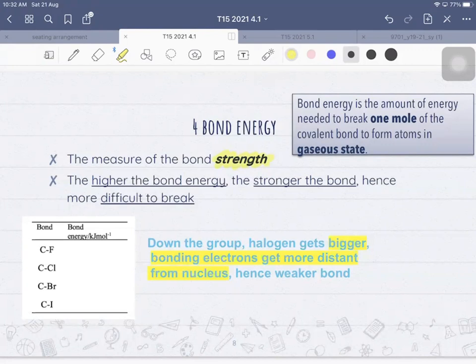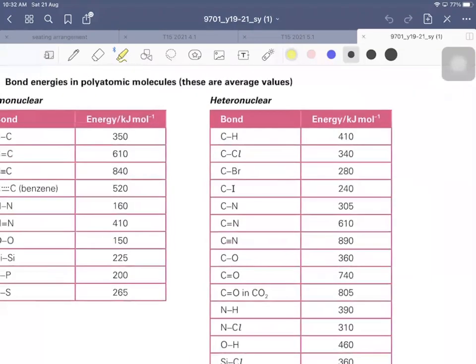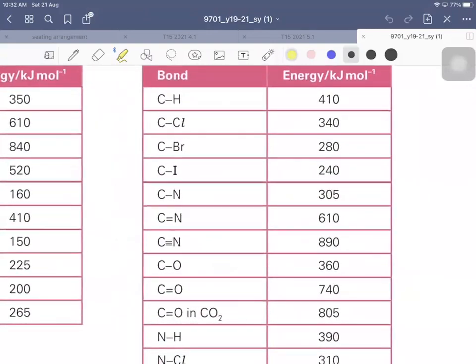The idea is the higher the bond energy, the stronger the bond, therefore the more difficult it is to break. I think we all can agree with that. The stronger the bond, the more difficult it is to break, which means the more energy you require to break that bond. Now, to find the bond energy, you can find it from your data booklet. I have some numbers for bond energy for carbon-chlorine, carbon-bromine, and carbon-iodine.